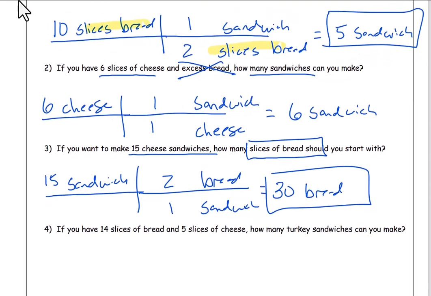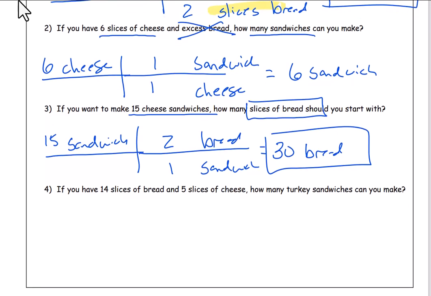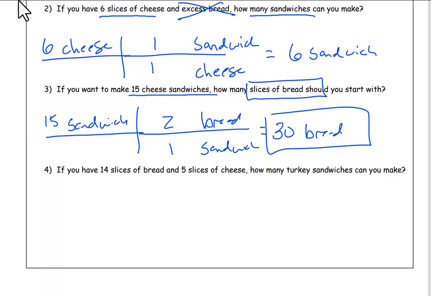This last one, it doesn't tell us which one we have extra of. It says we have 14 slices of bread and 5 slices of cheese. How many turkey sandwiches can we make? So you're going to start this one with 2 conversions, so 14 bread and 5 cheese, and convert both of those to sandwiches. Restart when you have your answer.